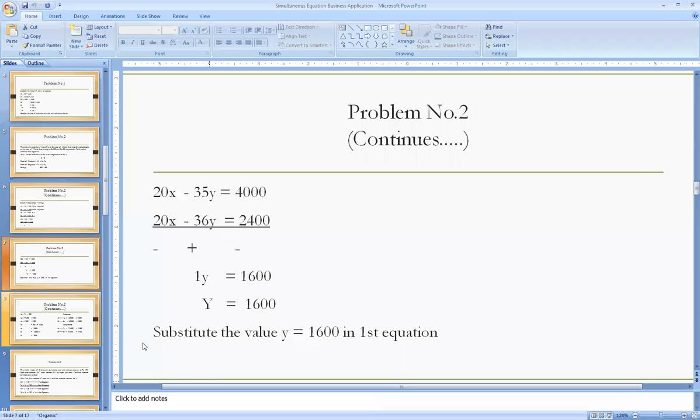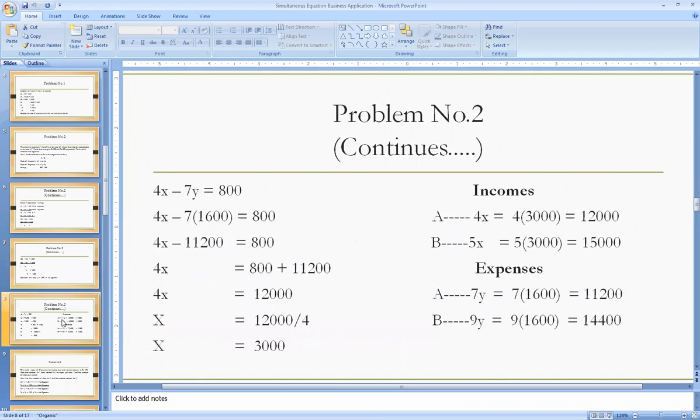Now the value of y, 1y equals 1600, is nothing but y equals 1600 divided by 1. The value is the same, that is 1600. Now this value we are going to substitute in the first equation, that is 4x minus 7y equals 800. 4x minus 7, where there is y we substitute 1600, equals 800. 4x minus 7 into 1600, the value is 11200, equals 800.